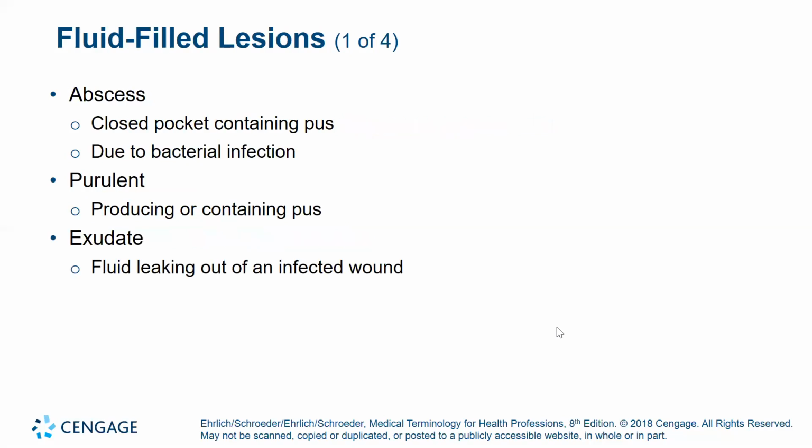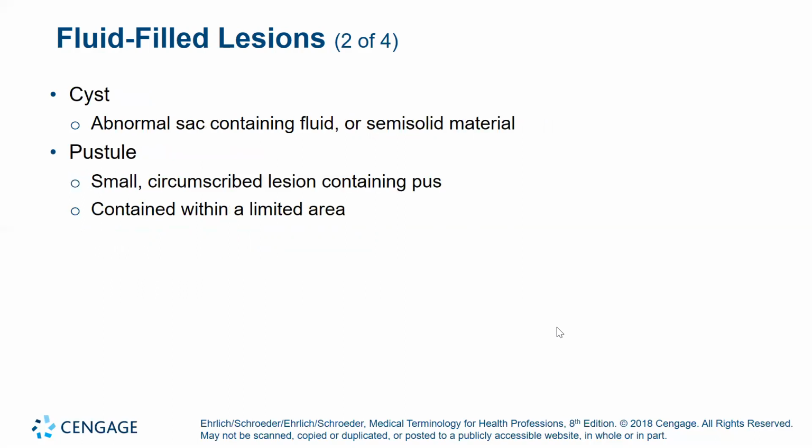Abscess is just a closed pocket containing pus. That is due to a bacterial infection. Purulent, the meaning of that is just producing or containing pus. Exudate is fluid leaking out of an infected wound. A cyst, this is the most common type of a sebaceous cyst. Or the most common type, I should say, is sebaceous cyst. Pustule, these are small circumscribed lesions containing pus. They're contained within a limited area, also known as a pimple.